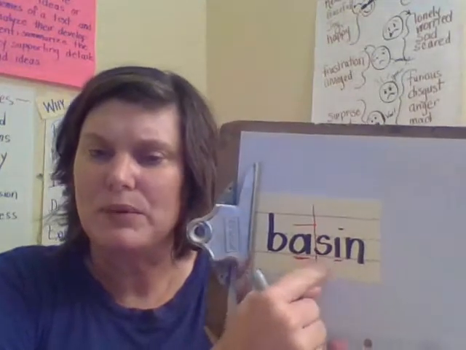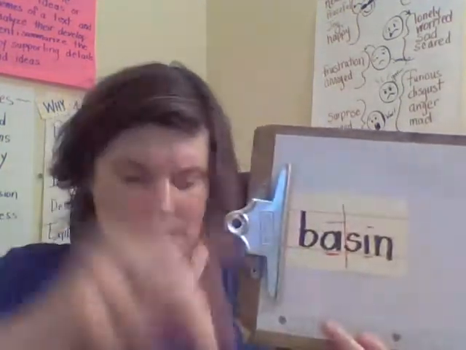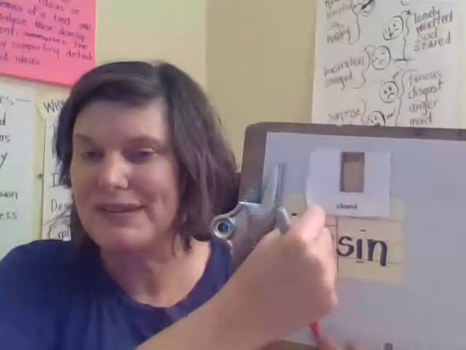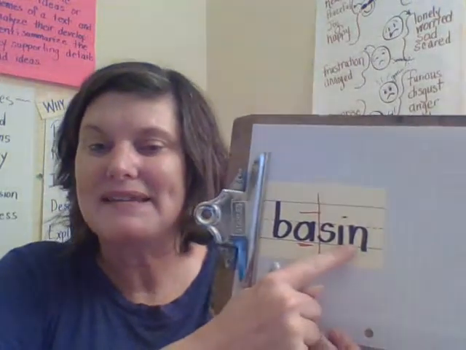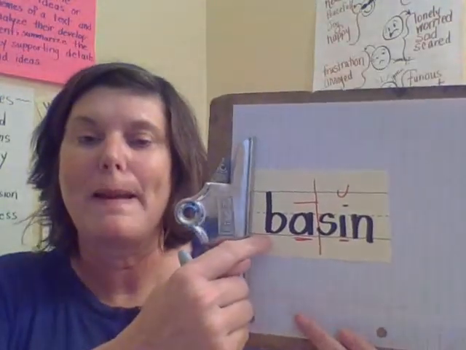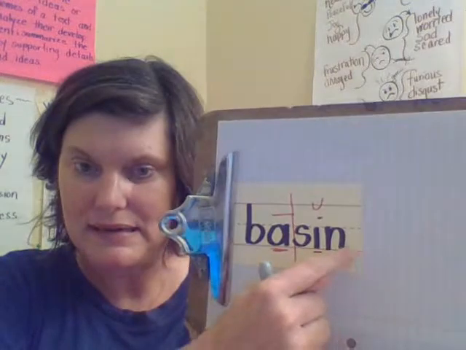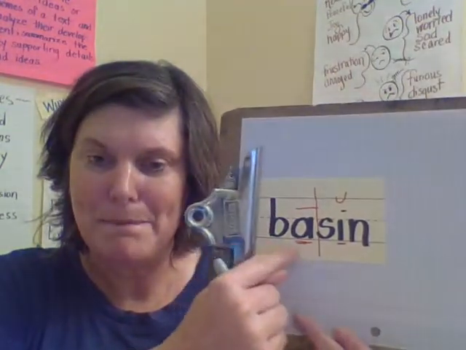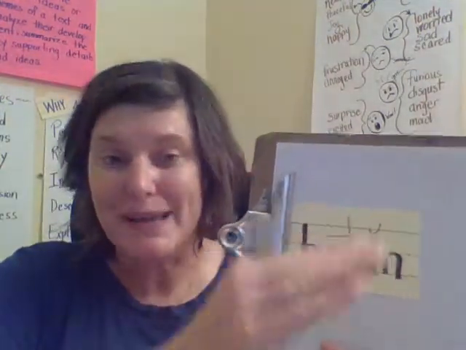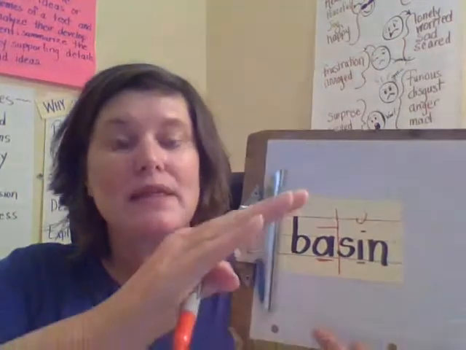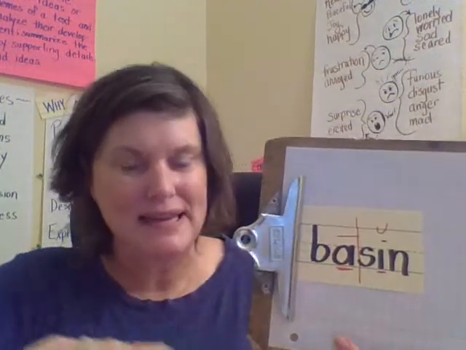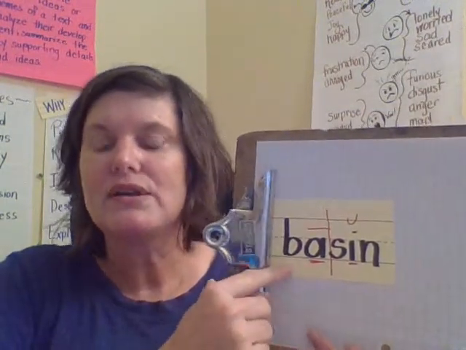Now let's look at this syllable, okay? Vowel consonant. This one, remember, is our closed syllable because we have a consonant after the vowel. So this one is a short vowel sound. Okay, ready? Bay, sin, basin. A basin is something that holds water. It can be a sink, a water basin. There are basins in the earth where there is an indentation in the earth and it collects water. So basin.